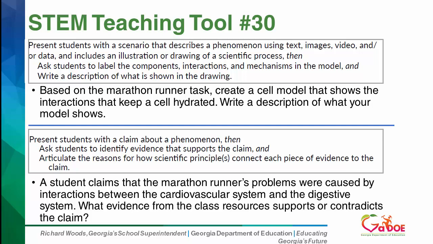In this example, we see a student claims that the marathon runner's problems were caused by interactions between cardiovascular and digestive. Students can then look through their evidence from class to support or contradict that claim. So consider using this tool to bring in those science practices. There are also examples of these linked on that sheet for you to check out.